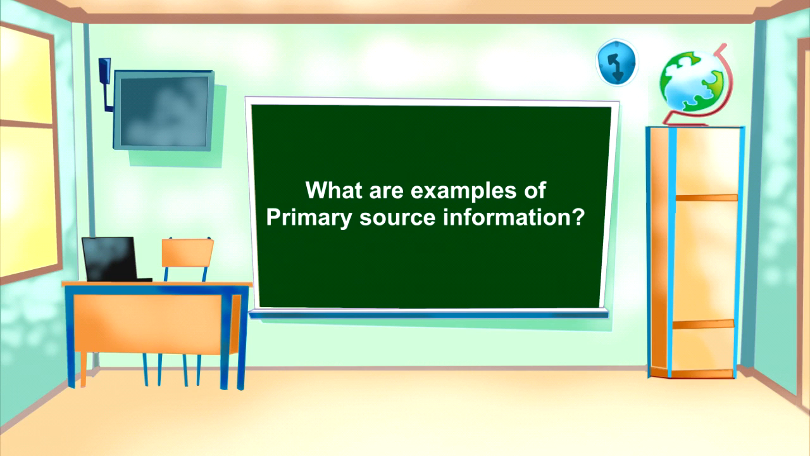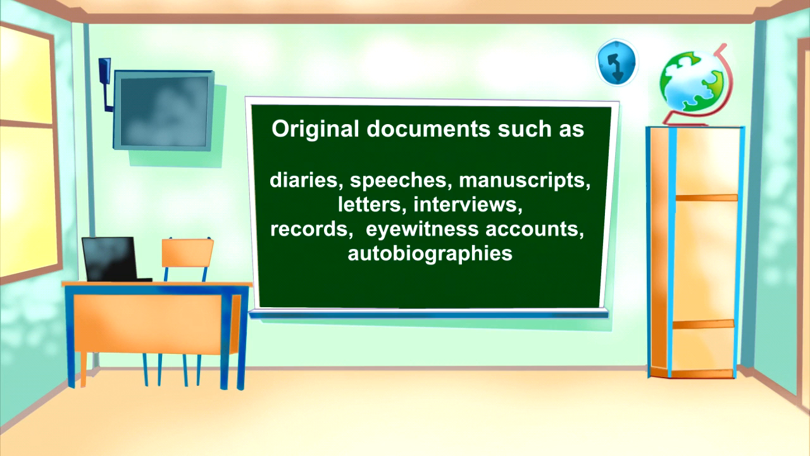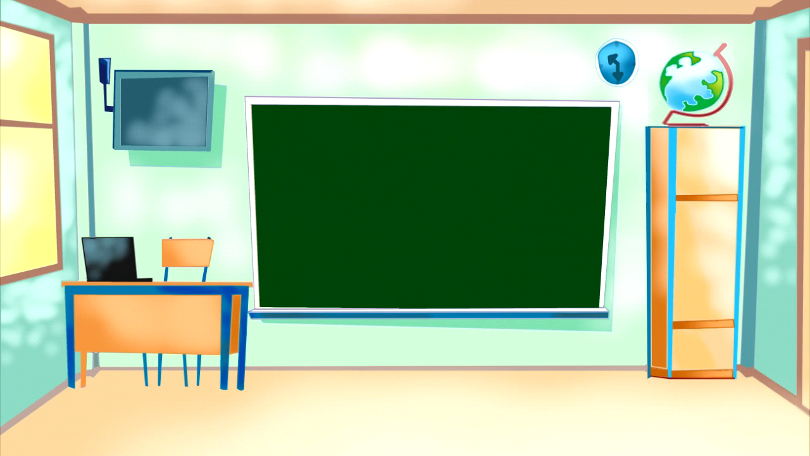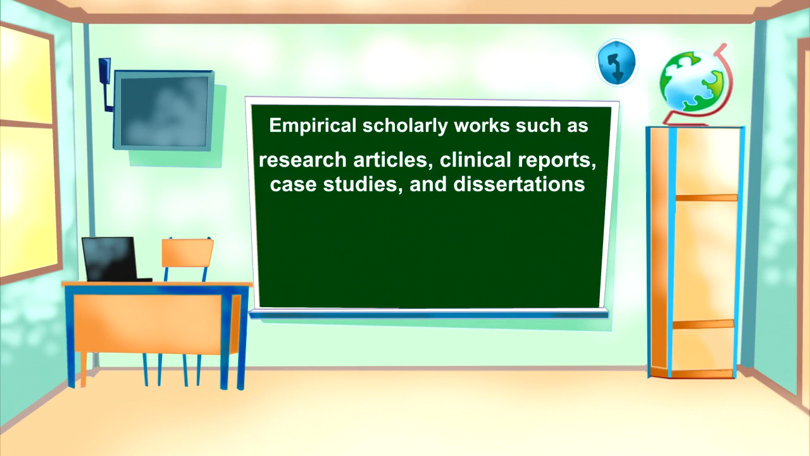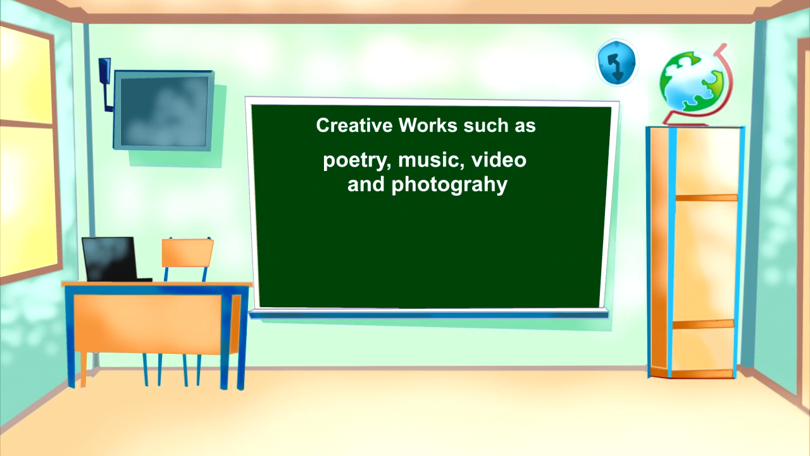What are examples of primary source information? For original documents, we have diaries, speeches, manuscripts, letters, interviews, records, eyewitness accounts, and autobiographies. For empirical scholarly works, we have research articles, clinical reports, case studies, and dissertations. For creative works, we have poetry, music, video, and photography.